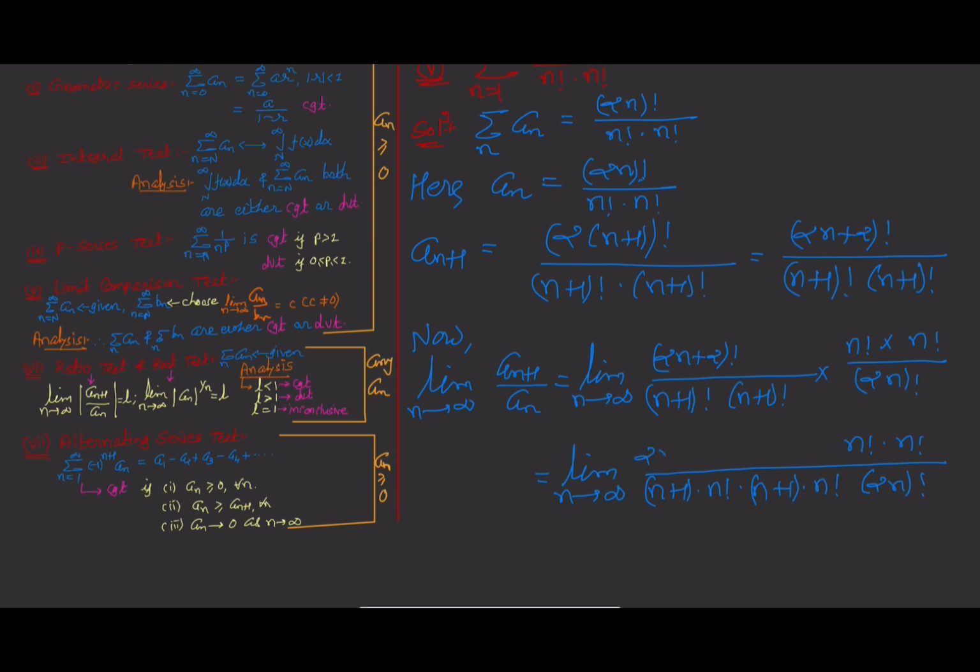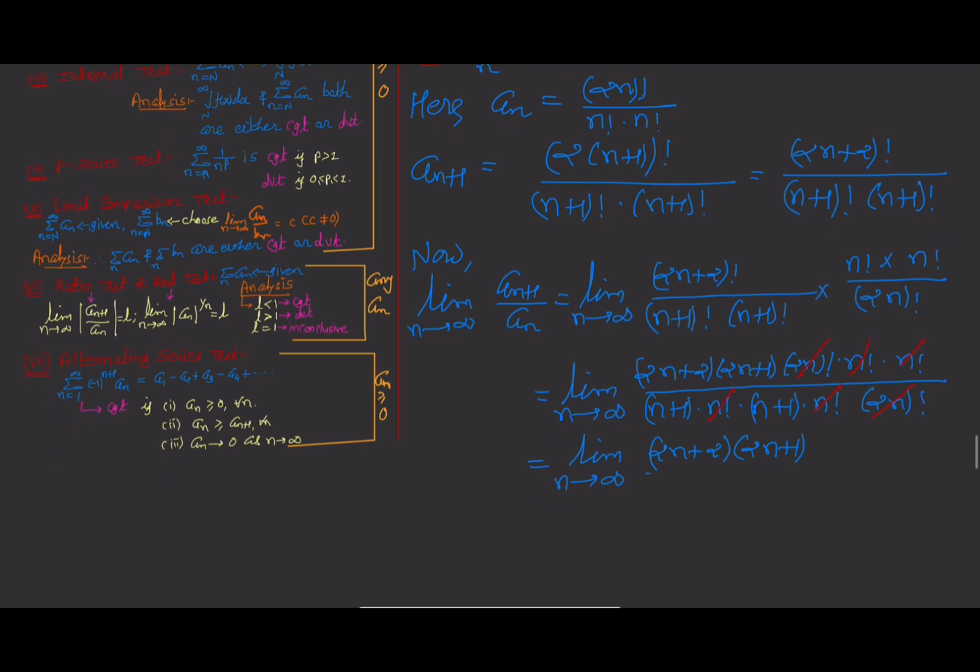(2n+2) factorial is what? (2n+2) into (2n+1) into (2n) factorial. Now, how many terms can we cancel out? This n factorial, this n factorial, then (2n) factorial. And so the remaining quantity is limit n tends to infinity (2n+2) into (2n+1) divided by (n+1) into (n+1).